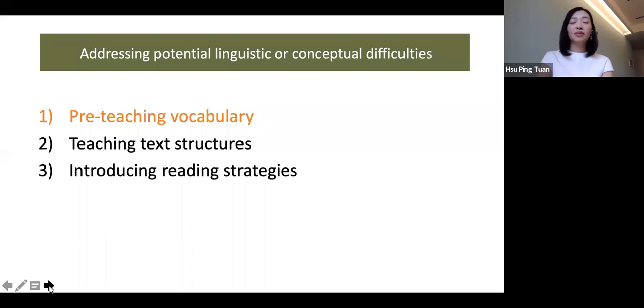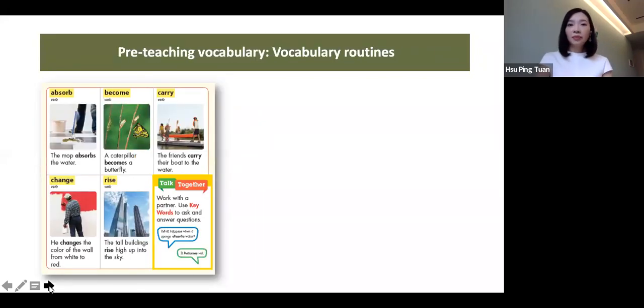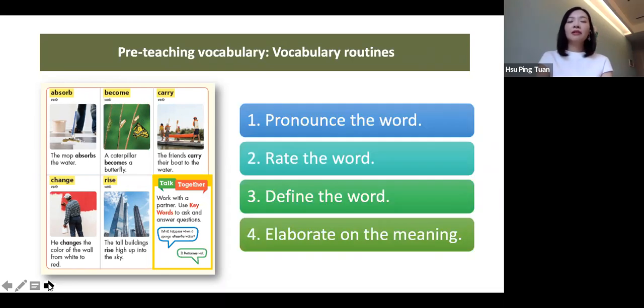A lot of you also mentioned this. There are a lot of ways to pre-teach vocabulary, but personally, I'm such a huge fan of vocabulary routines. Almost for all my classes, I use vocabulary routines. So vocab routines have 4 steps. First, students and teacher will pronounce the word together. Second, the teacher will ask students to rate their understanding of the word. Third, the teacher will give a definition. Last, the teacher will elaborate on the meaning.